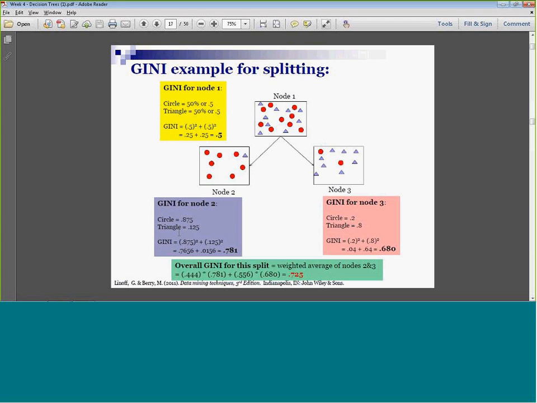We have to do a weighted average of the two new nodes. Okay? So we take the 0.781 weighted by 8/18, which is 4/9, 0.444. We take the 0.680 weighted by 5/9, which is 0.556, slight rounding. And we get an overall Gini of 0.725 for this considered split. That's pretty good. Went from 0.5, which is the lowest you can be, to 0.725, headed towards 1, of course, if we could get there. Not sure we want to get there, but if we could, that would be the max.